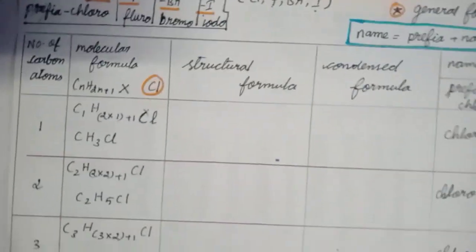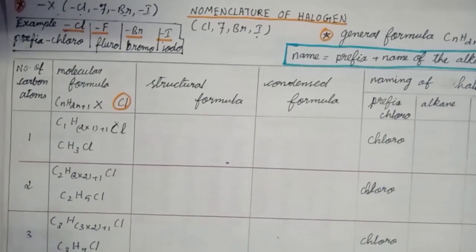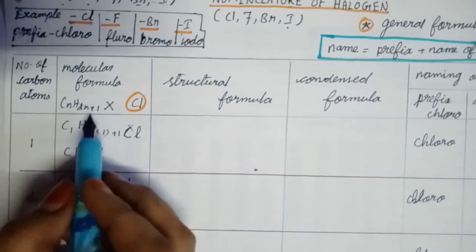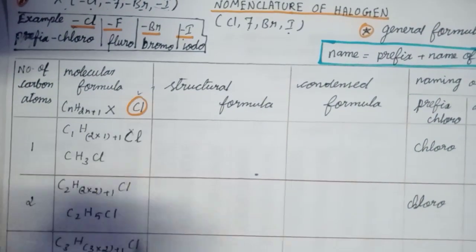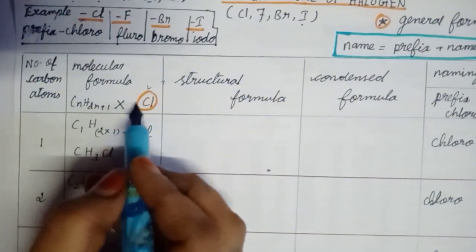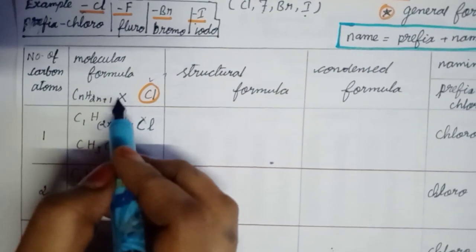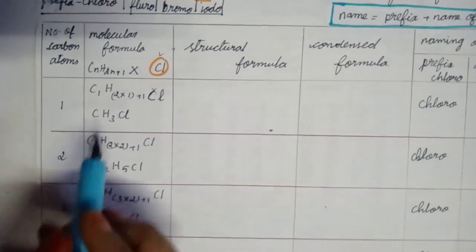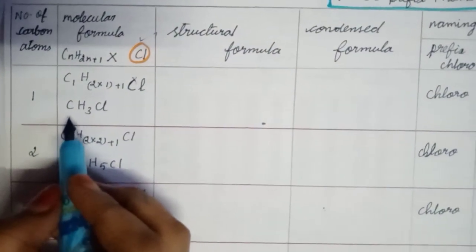Let us move on to the table. Here the halogen compound starts from carbon number 1. So the number of carbon is 1, and I substitute it in the molecular formula CnH2n+1X. Here I take the example chlorine, so instead of X I use Cl. If we take bromine, no problem, you can take that. So C1 H2 into 1 plus 1, chlorine. What I get is CH3Cl.